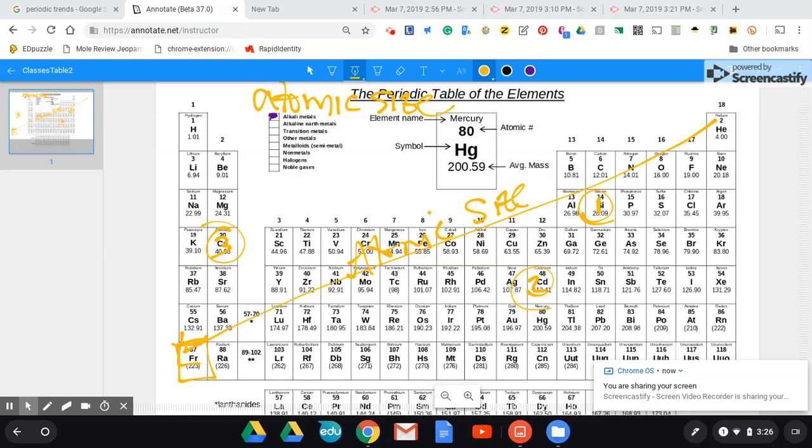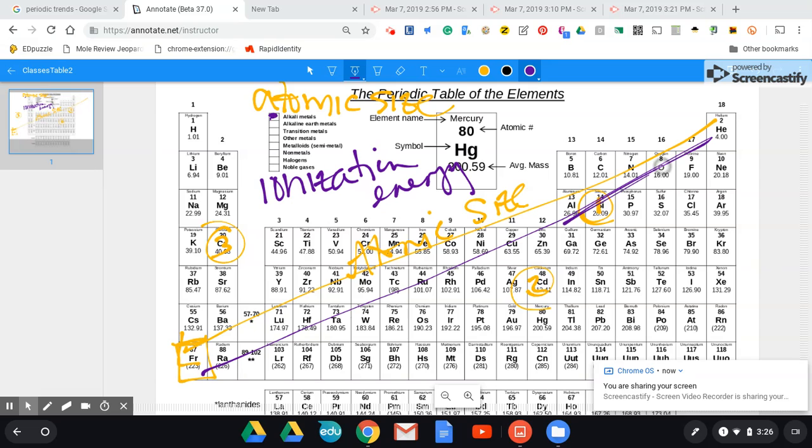All right, let's look at ionization energy. So ionization energy is the energy needed to pull off an electron. Ionization energy goes up and over. So helium, our noble gases, have the highest ionization energy. So if I wanted to look at a trend, as I go up a family and over to the right, my ionization energy increases.